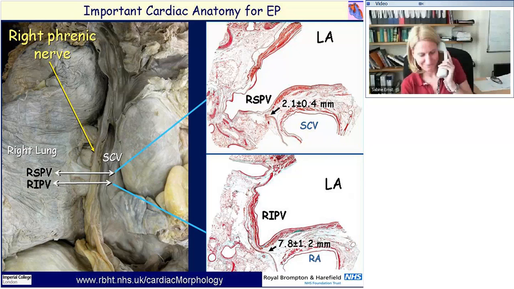We have measured the distance on cadaver hearts, and we found the distance to be about 2.1 plus or minus 0.4 of a millimeter for the right superior pulmonary vein. Regarding the right inferior pulmonary vein, that distance is a little bit further away, being 7.8 plus or minus 1.2 millimeters. So therefore, the right phrenic nerve is much closer to the superior pulmonary vein on the right side than to the inferior pulmonary vein.